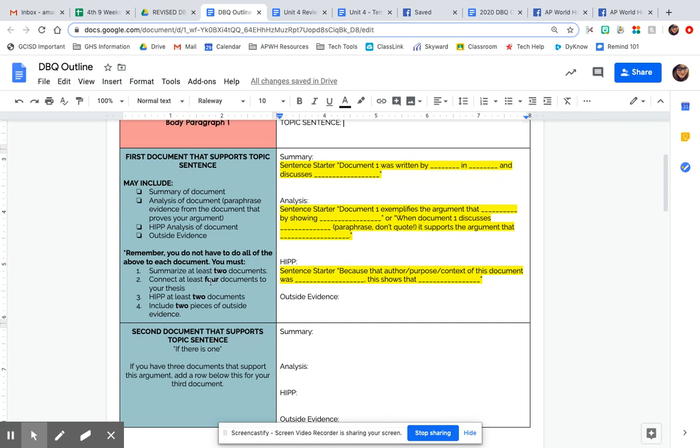You're going to connect 4 documents to your thesis. You're going to do a HIP analysis of at least 2 documents, and you're going to include 2 pieces of outside evidence.